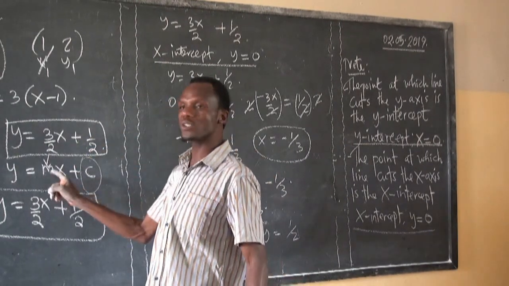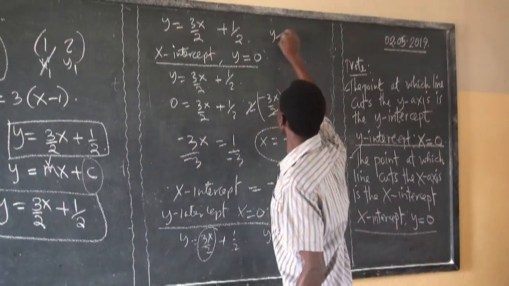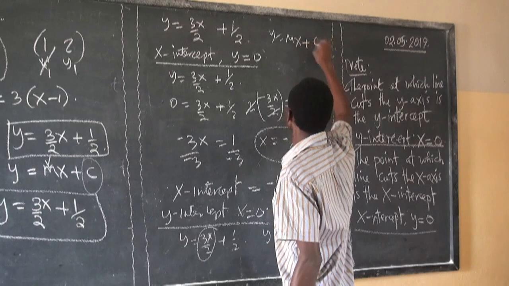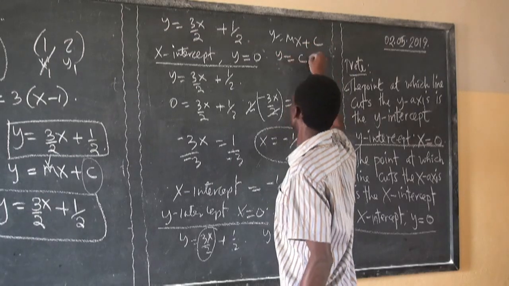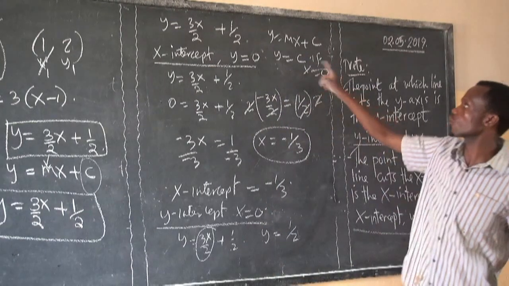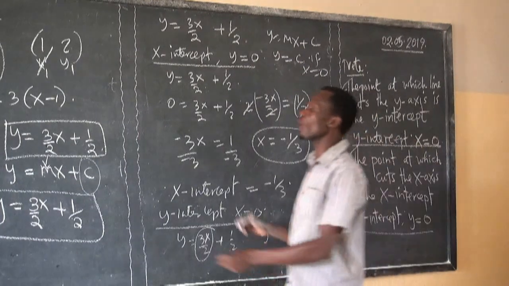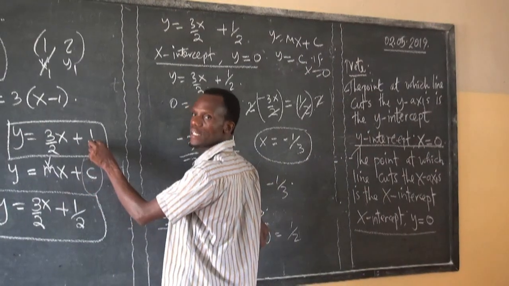Because if now you substitute here 0, y is equal to c. And that's why we say y is equal to mx plus c. And y is equal to c if x is equal to 0. If x is equal to 0, now y is equal to what? To c. And that's why this c always is referred as y-intercept.